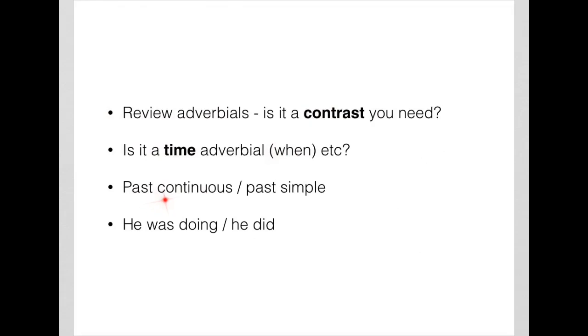Check past continuous and past simple. Past continuous signifies something that happened for a longer time than past simple. Think about, I heard her screaming, and I heard her scream. A scream might be one scream. Screaming, I heard her screaming, signifies a longer time. As the example is here, he was doing, past continuous, or he did.